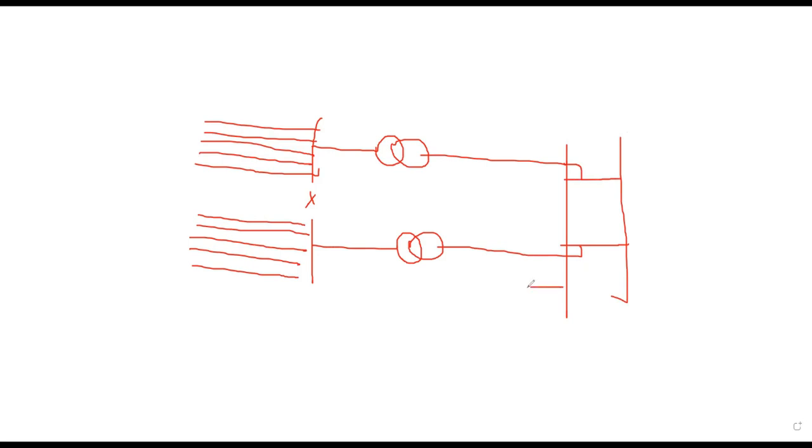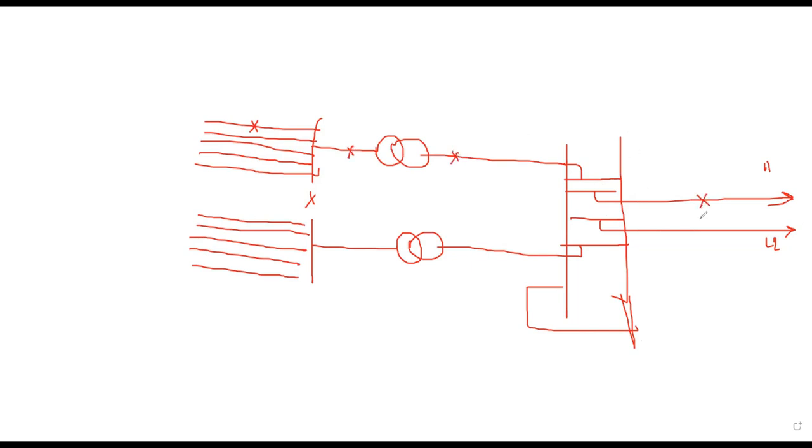And we have a bus coupler unit here, and 2 lines are going out from my substation. This is line 1 and this is line 2. Fine. So at every stage we have breakers. This is the breaker, this is the breaker, and the breaker. We have breakers at every branch, right?